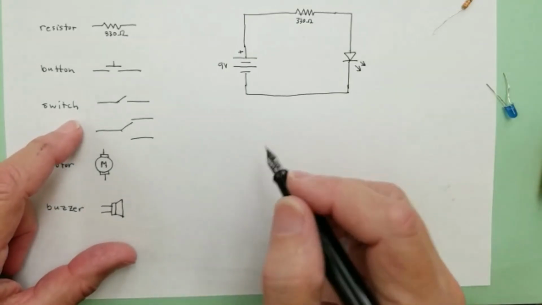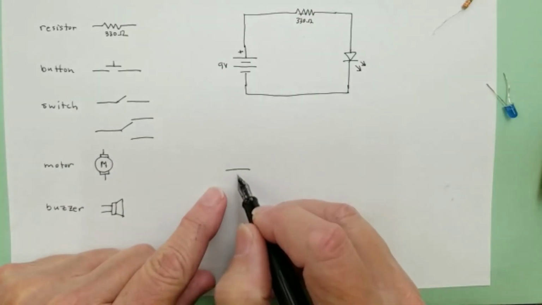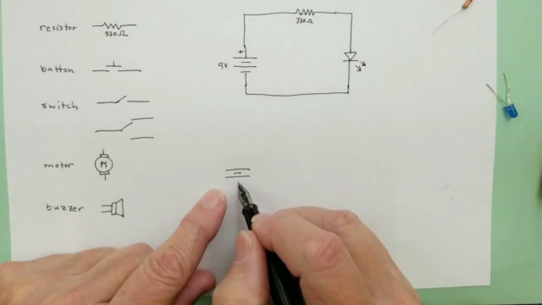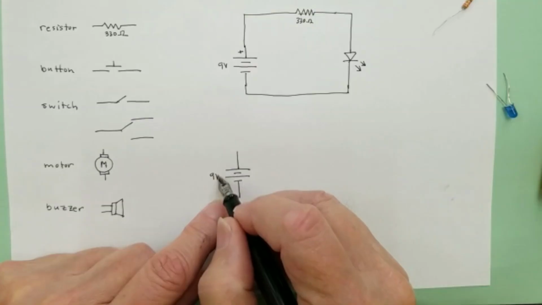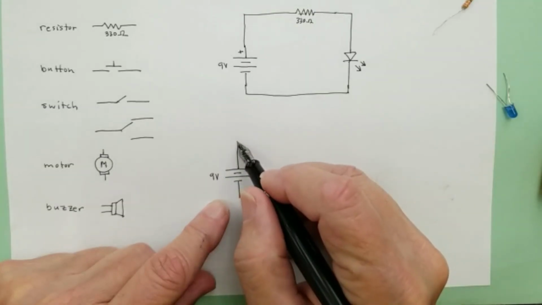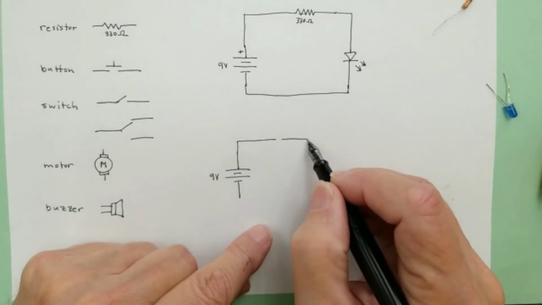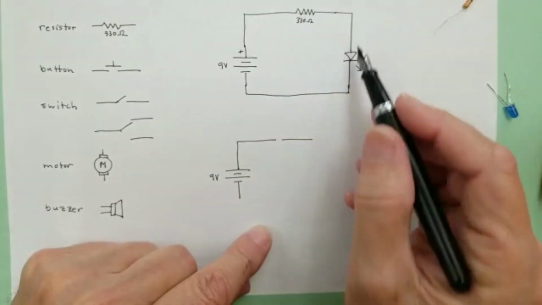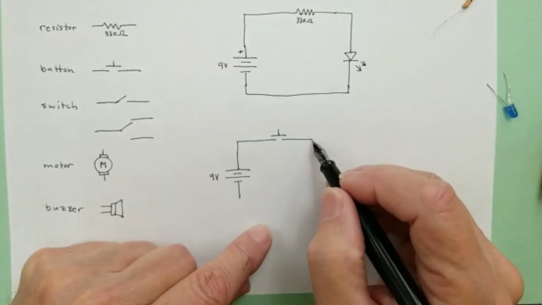All right, hopefully you've had a chance to draw that circuit. Now I'm going to draw it myself. I have the 9-volt battery once again, so I'm going to draw that. I'll do 9 volts. And now I am choosing to put my button in here. You could actually put it anywhere in the circuit, but I'm just going to put it right here like this.